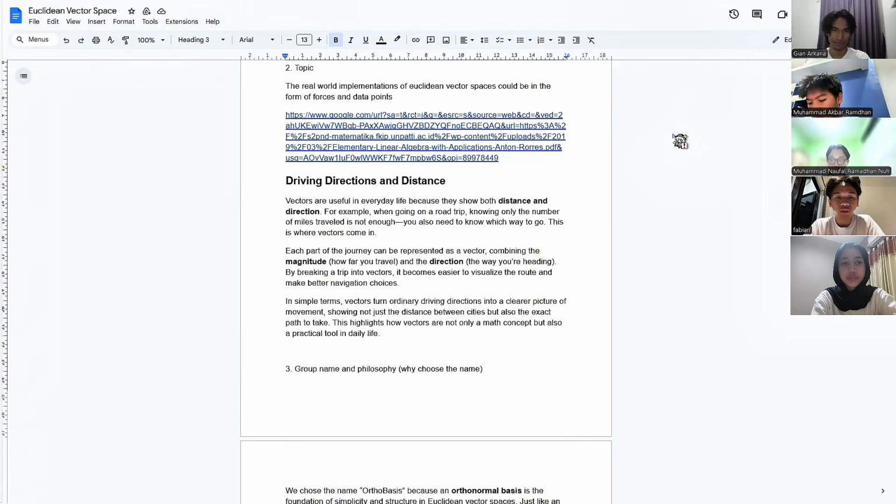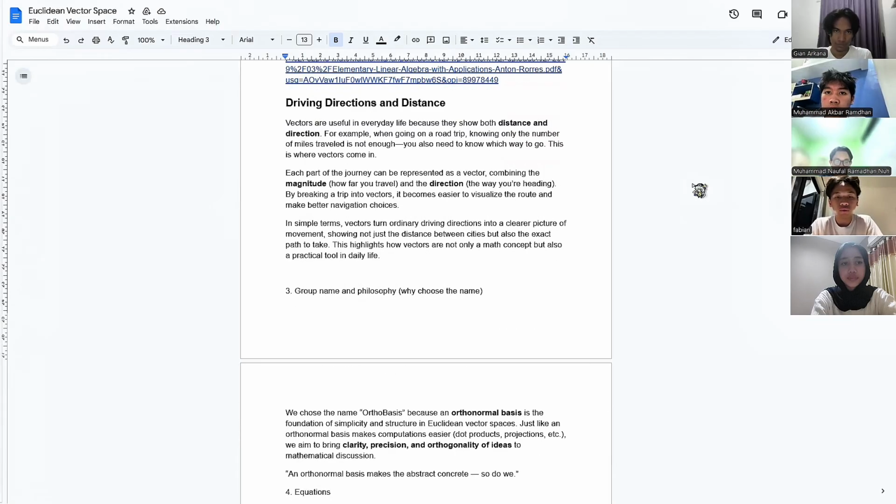Each part of the journey can be represented as a vector, combining the magnitude and the direction. By breaking a trip into vectors, it becomes easier to visualize the route and make better navigation choices. In simple terms, vectors turn ordinary driving directions into a clear picture of movement, showing not just the distance between cities but also the exact path to take. This highlights how vectors are not only a math concept but also a practical tool in daily life.